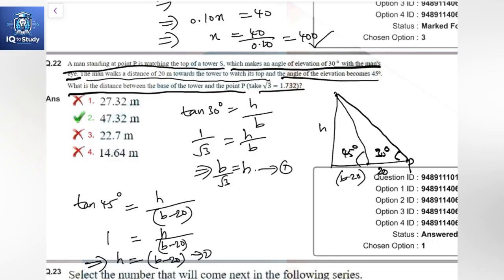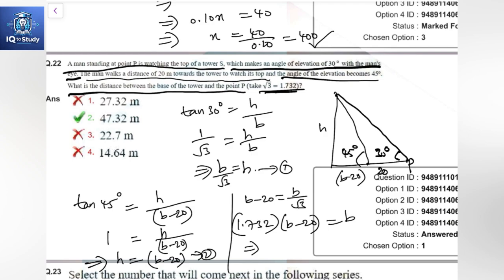From 1 and 2, b minus 20 is equal to b by root 3. Here root 3 value is taken as 1.732. So 1.732 into (b minus 20) is equal to b. After simplification it becomes b is equal to 34.64 divided by 0.732, that is equal to 47.32 meters.